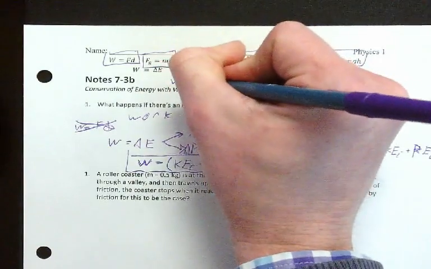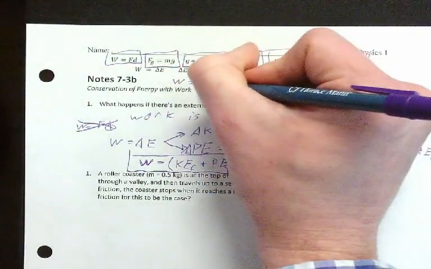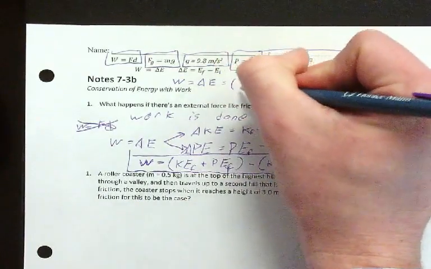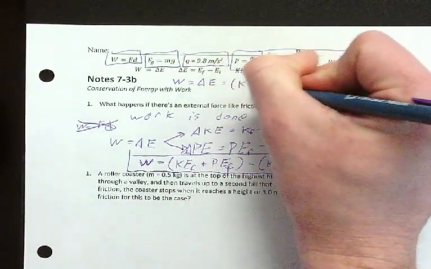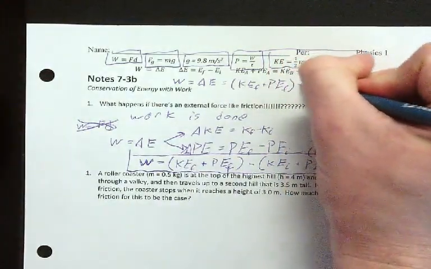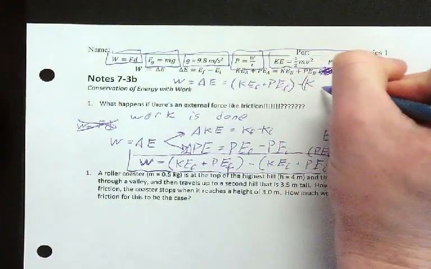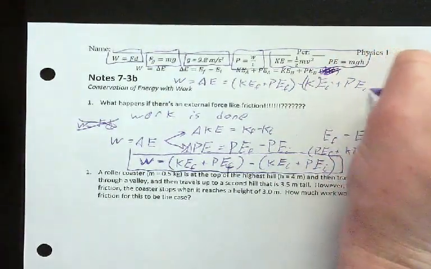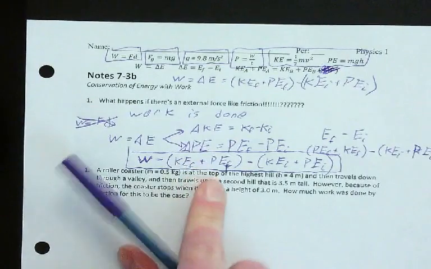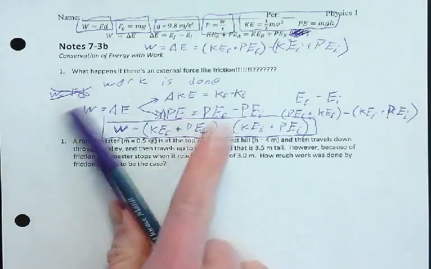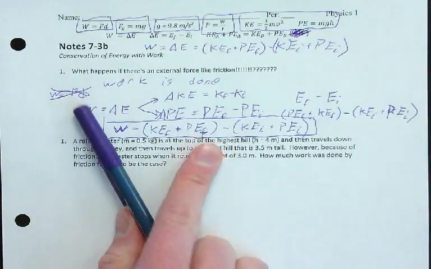So work equals change in energy, which is this here, KEF plus PEF minus KEI plus PEI. So this is the big equation we're going to be using, okay? And this is the last main equation that we have for this unit.